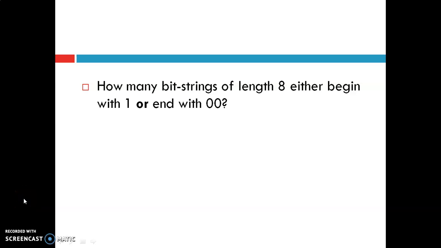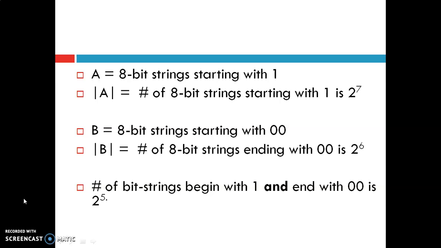Let's see some more examples on this. How many bit strings of length 8 either begin with 1 or end with 00? So here we want to create an 8-bit string which always begins with 1 or ends with 00. Here OR is there, so two different types of systems. One always begins with 1 and the second always ends with 00.